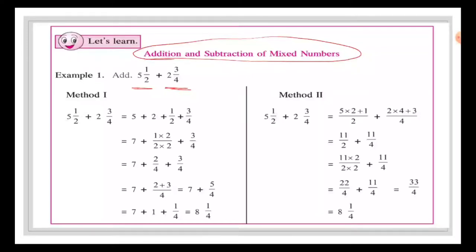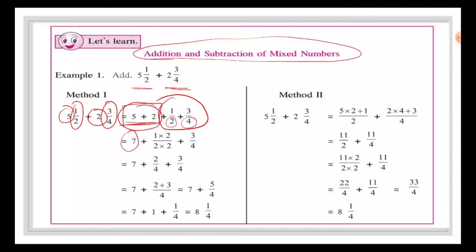So what this method says is that the whole numbers should be added first. So 5 plus 2 is added separately, and 1 upon 2 and 3 upon 4 are added separately. When you add 1 upon 2 and 3 upon 4, you can see that the denominators are not equal. In a fraction, when denominators are not equal, we can't add them. But here we can add the whole numbers and write 5 plus 2 as 7. So we have written 7 over here.